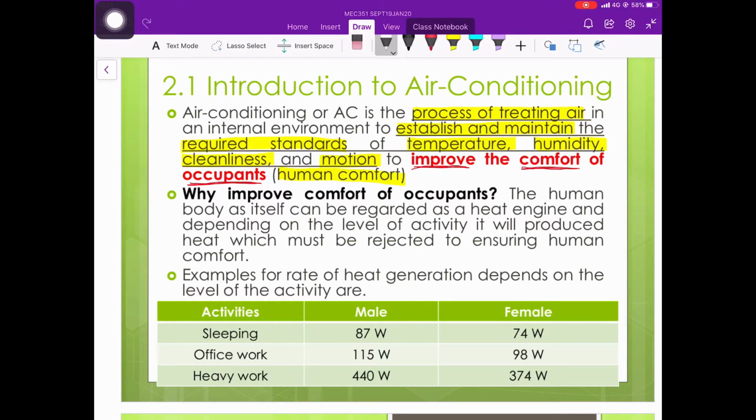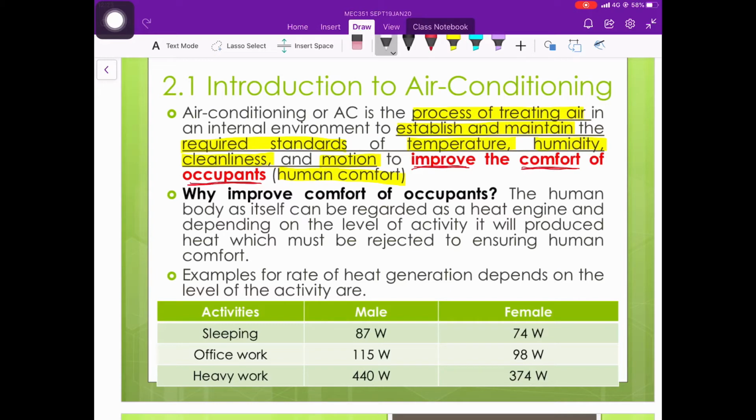Why do we need to improve the comfort of occupants? The human body, just like ourselves, can be regarded as a heat engine, where heat will be produced. The heat will be produced depending on the level of activity that is being done. This heat must be rejected to ensure the human comfort.